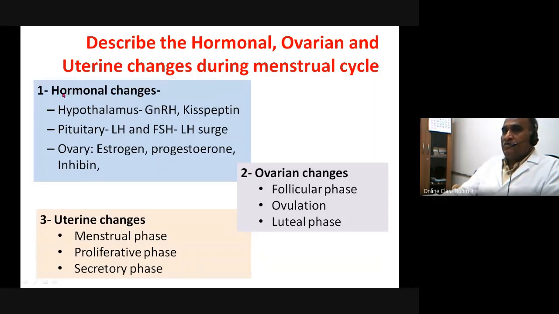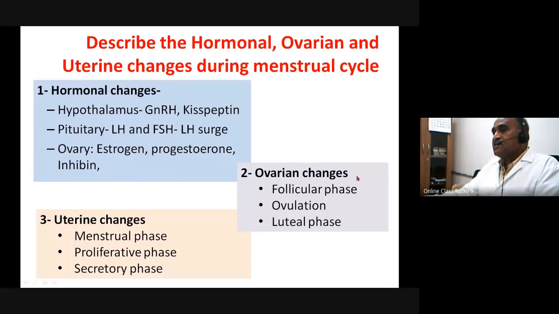And again, when I come to the hormonal changes, I will talk about the hypothalamus, pituitary, ovary. In the hypothalamus, you have two hormones, GnRH and kisspeptin. In the pituitary, you have LH and FSH and surge, especially the LH surge. In the ovary, you have estrogen, progesterone, and inhibin. This is hormonal changes. Then ovarian changes.